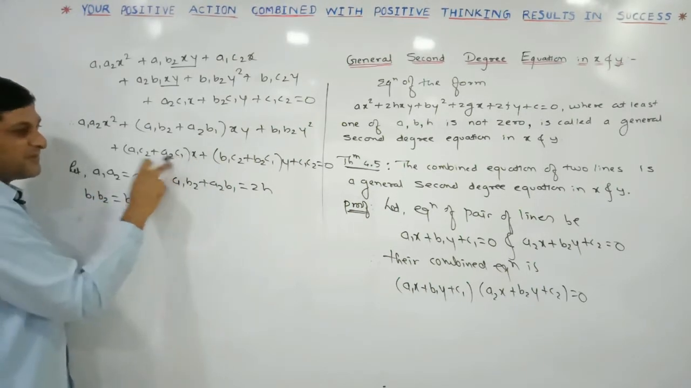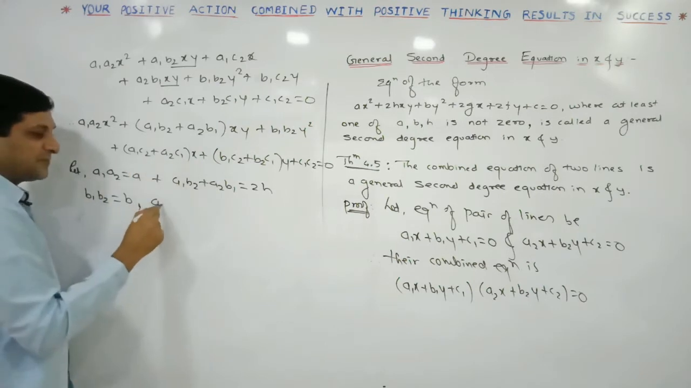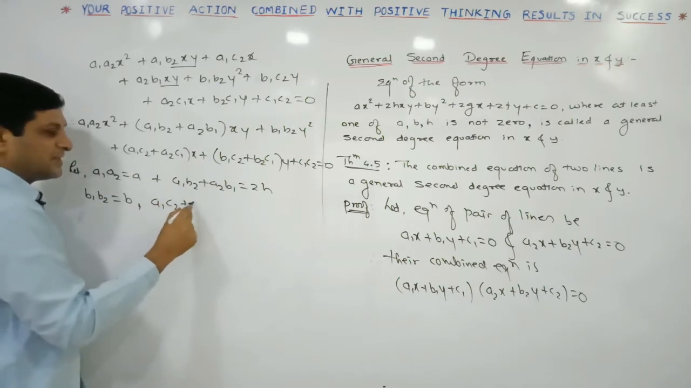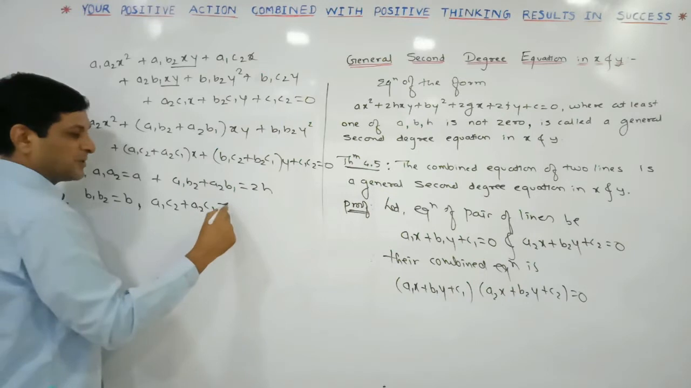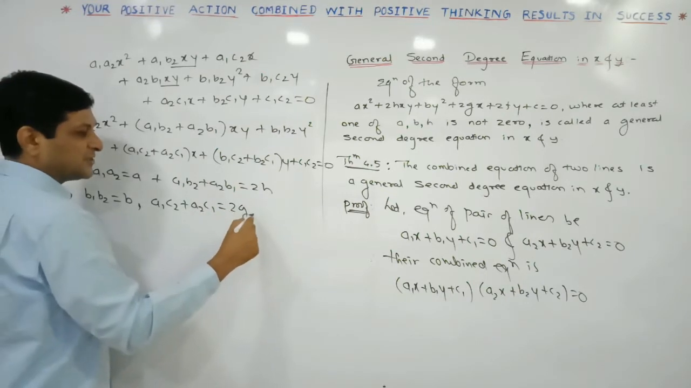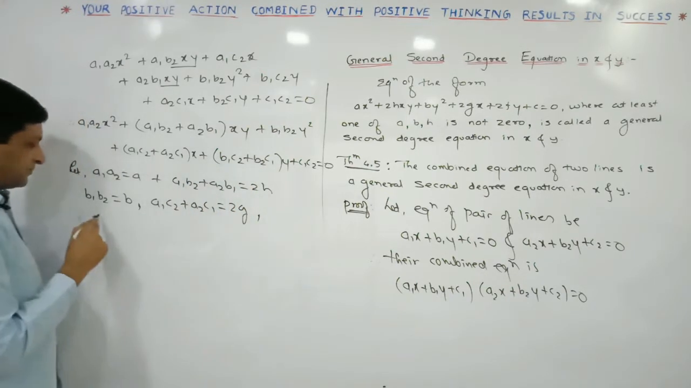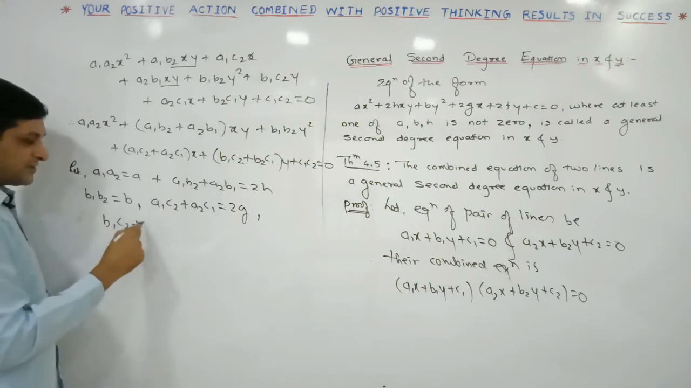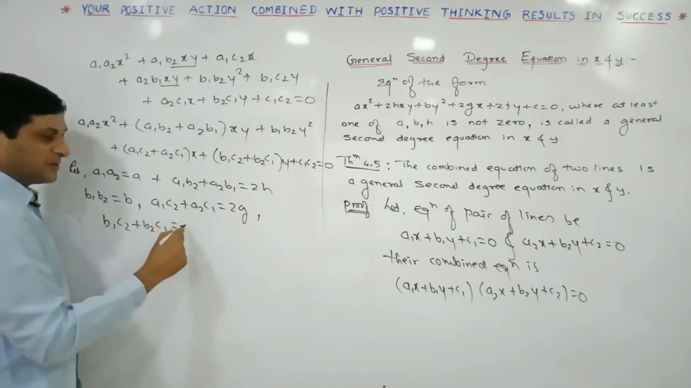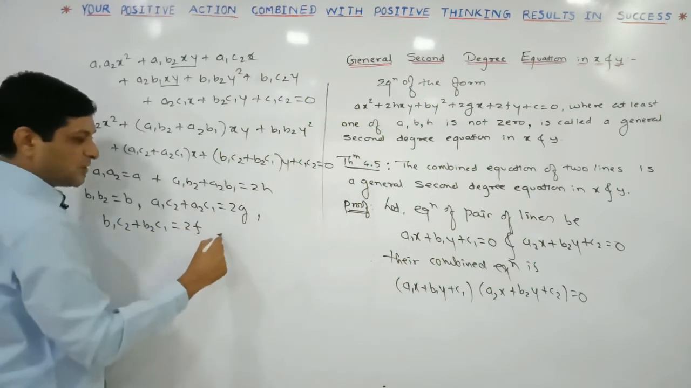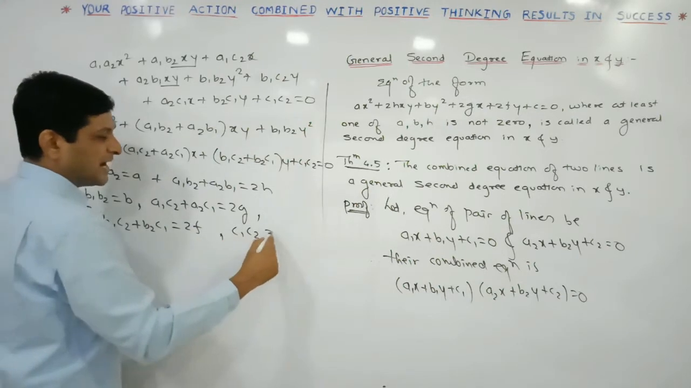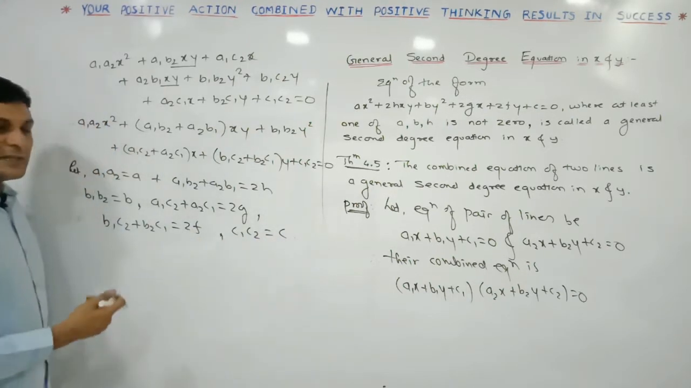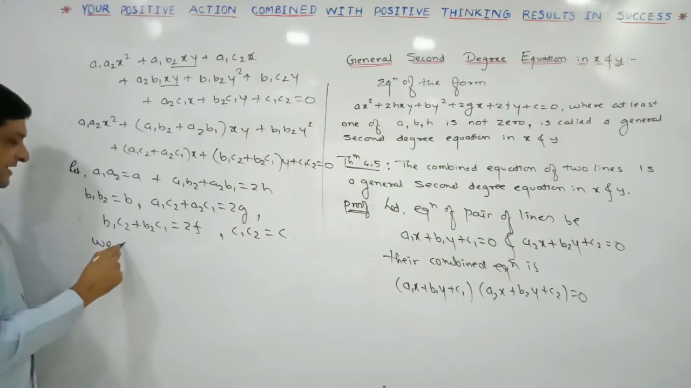Then the coefficient of x, here we have got a1 c2 plus a2 c1, we are denoting by 2g. This coefficient of y, b1 c2 plus b2 c1, I am denoting by 2f, and this constant term c1 c2 I am denoting by C.